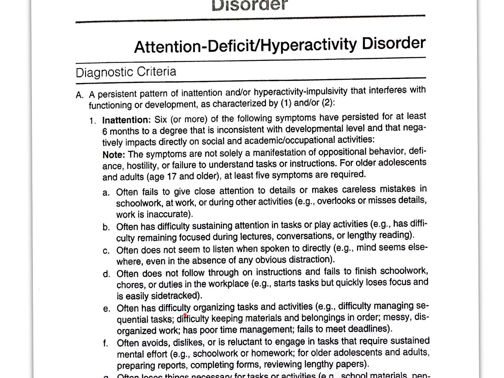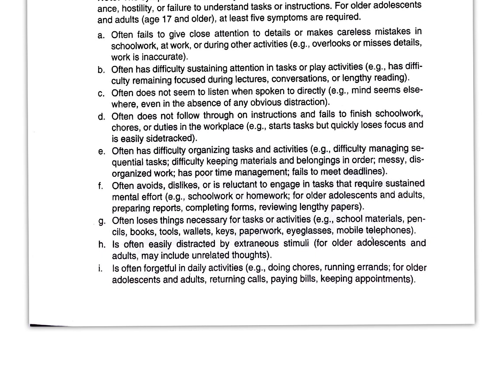Point E, often has difficulty organizing tasks and activities. So this could be difficulty managing sequential tasks, difficulty keeping materials and belongings in order, is messy, disorganized, has poor time management, fails to meet deadlines. So lots of kids could meet that criteria. Point F, often avoids, dislikes, or is reluctant to engage in tasks that require sustained mental effort.